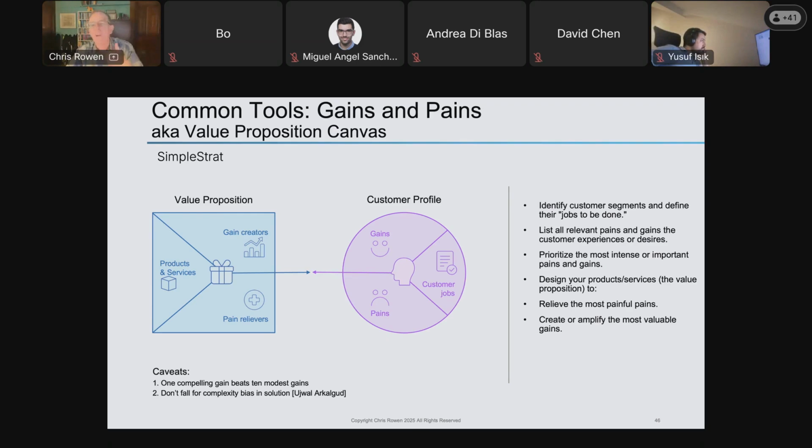So you really want to identify what jobs to be done, figure out what are all the relevant pains and gains, prioritize what are the most intense or important pains or gains, and then design around relieving the most important pain points. And also creating and amplifying the most valuable gains that you can provide. Do one thing really, really well, and people will remember what you do. Do 10 things that are either only partially pain relievers or they're low-level pains to start with, and you won't stand out.